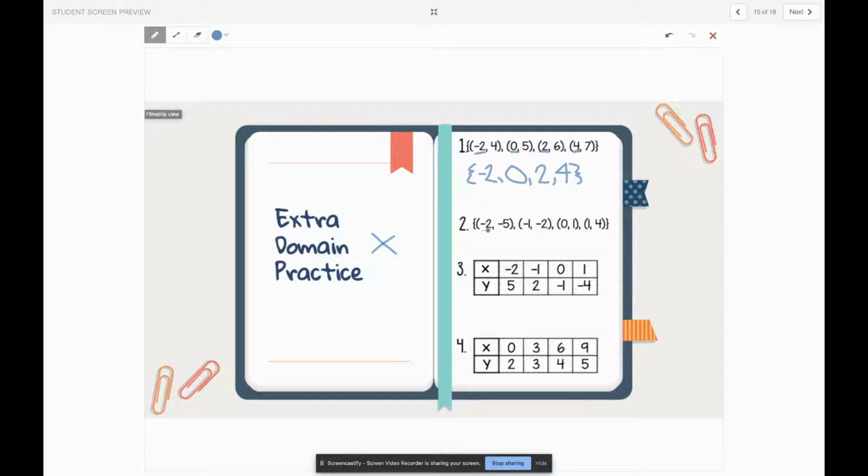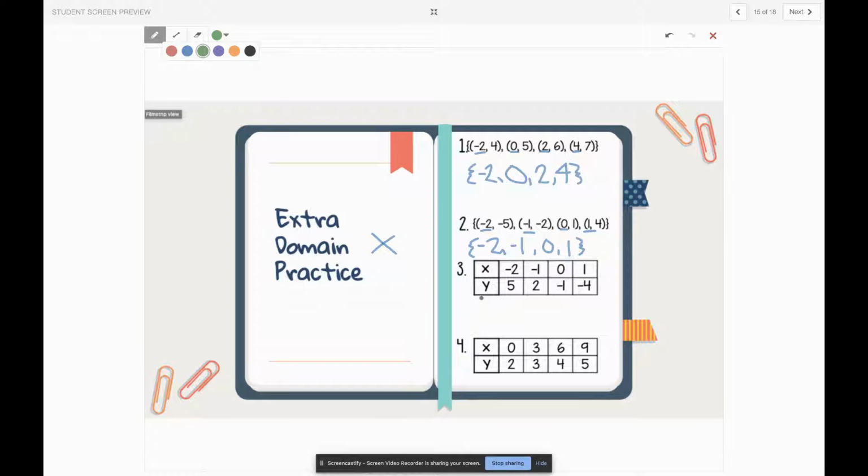Same thing here. First coordinates, I've got -2, I've got -1, I've got 0, and I've got 1. Just looking at the X values for my domain.